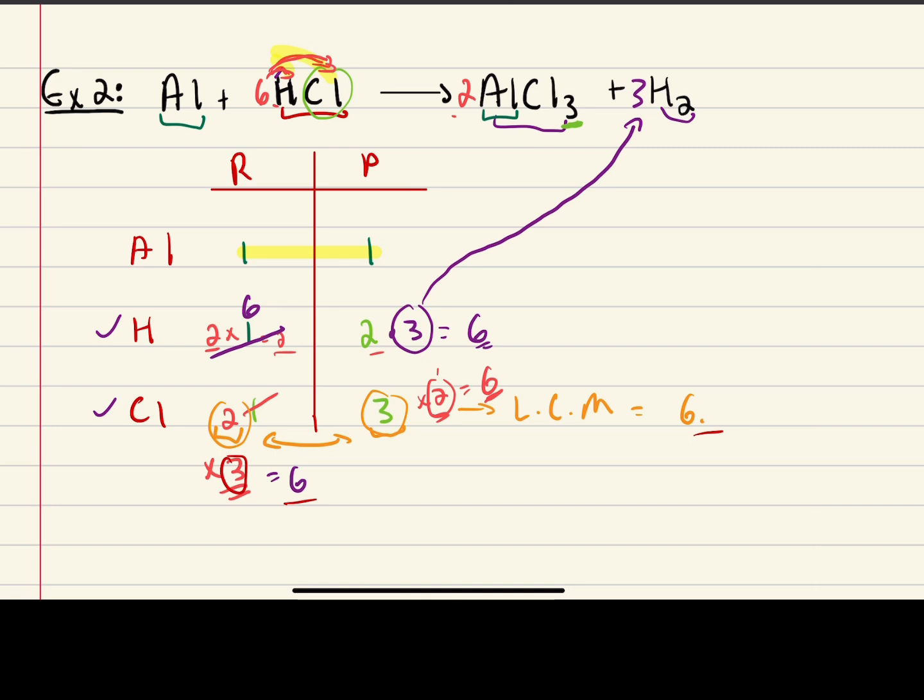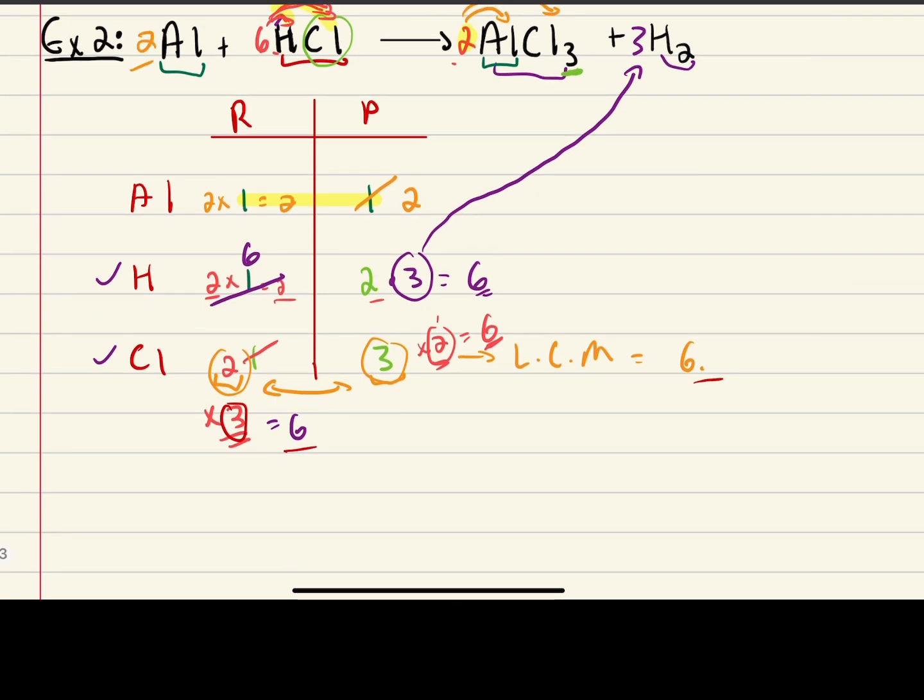So that being said, when we look at all the coefficients, we see that there's a 2 in front of the aluminum chloride. Remember, just like in the previous examples, that 2 is going to get multiplied across everything inside that compound, meaning that now on the product side, this is 2. So what am I going to have to do to the reactant aluminum? Well, I'm going to have to multiply by 2. And then that's going to be 2.